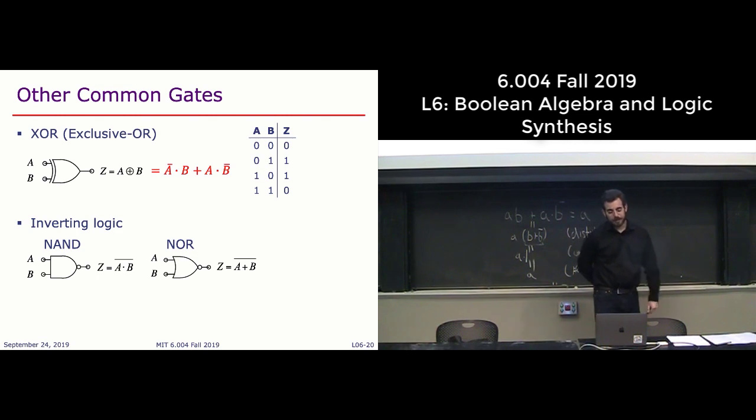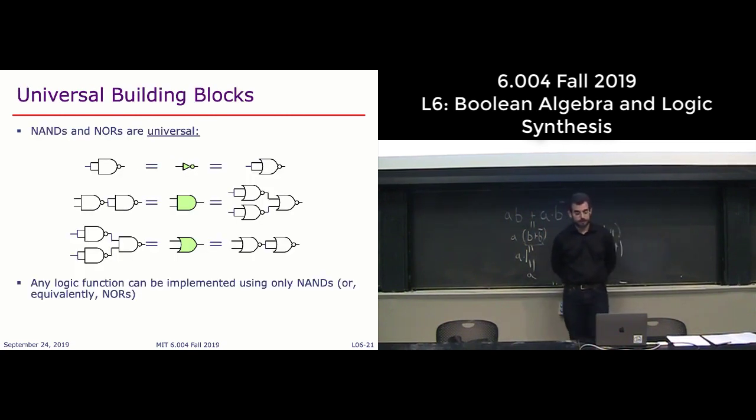And the difference between AND and OR is, again, that you see these bubbles at the output. That's telling you that these are inverting. Now, one cute property of NAND and NOR is that they're universal.